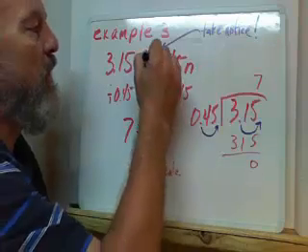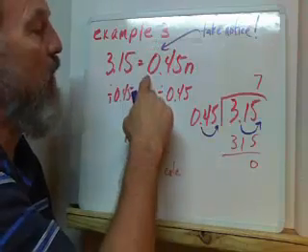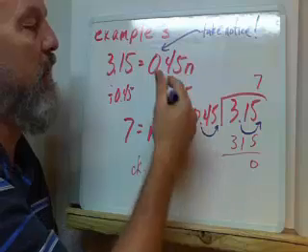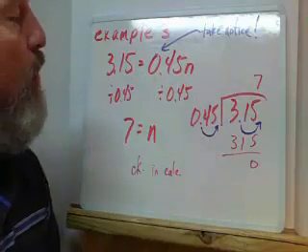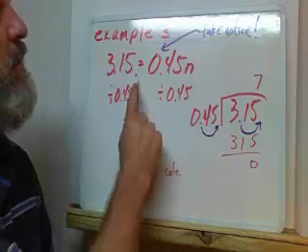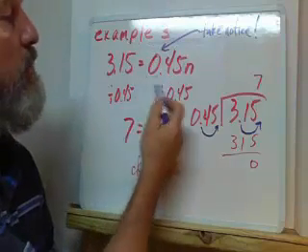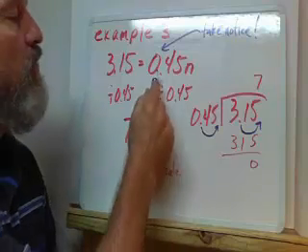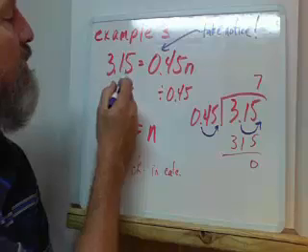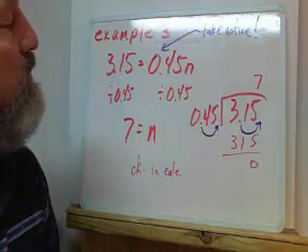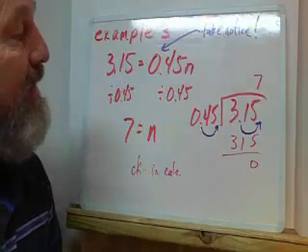Please take notice that they always put, you should do the same, always put a 0 in front of a decimal that has no whole number associated with it. Nothing in the ones column, I guess, would be the way to look at it. It draws attention to the fact that you have a decimal point. So we have 3 and 15 100ths equals 45 100ths of n.